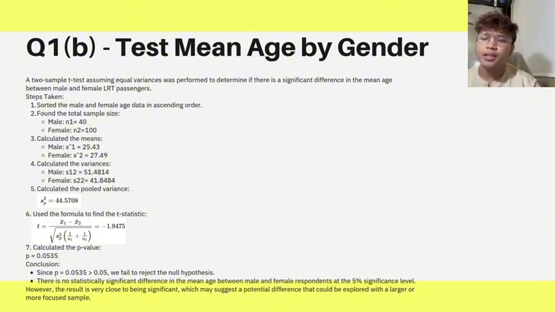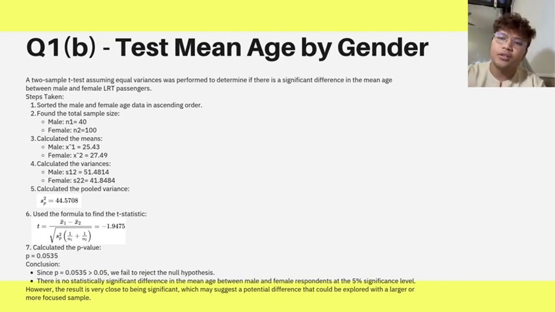So we calculated the mean age for each group. For male, we got 25.43 years, and for female, we got 27.49 years. Next, we calculated the variances, which for male we got 51.48, and for female variance, we got 41.85. Using this, we calculated the pooled variance, which came up to 44.57, and then we used the t-test formula to calculate the t-statistic, which was negative 1.9475. And finally, we calculated the p-value, which was 0.0535.